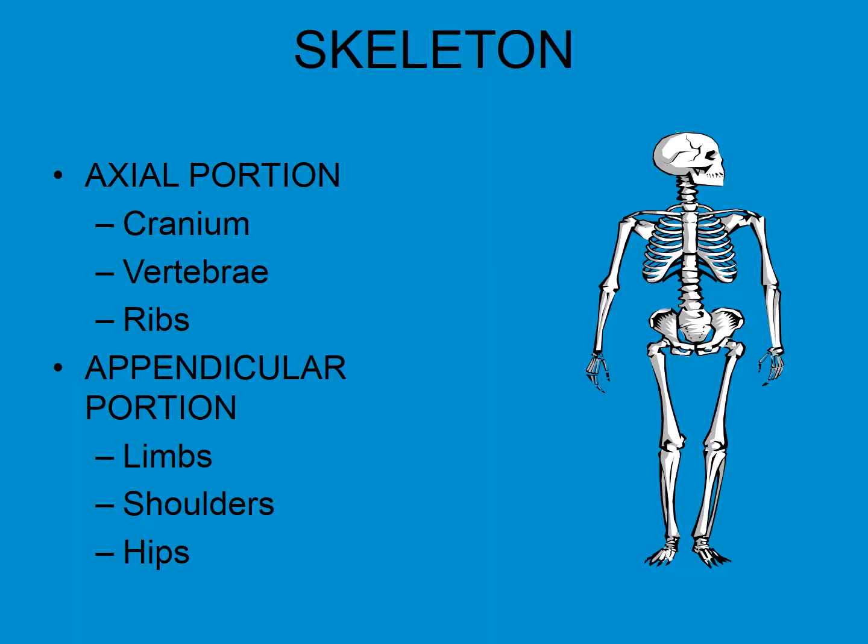Here's a description of them again. You have the axial portion, which is the cranium, the vertebrae, and the ribs. You can see that in the illustration. And then you have the appendicular portions, such as the limbs, the shoulders, and the hips.